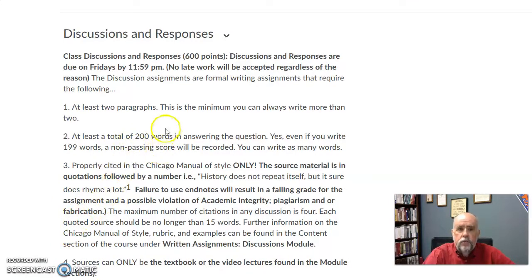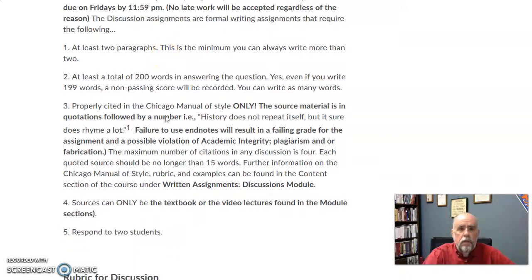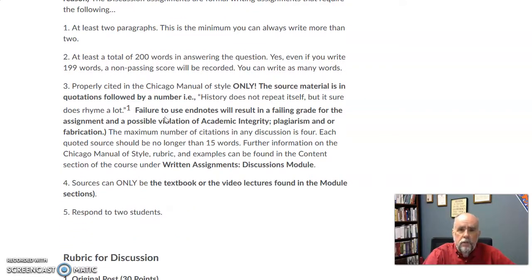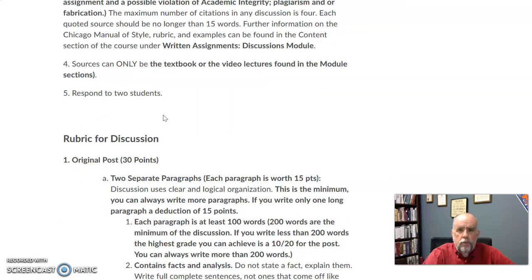Make sure it's at least 2 paragraphs. That's the minimum you can write. You can always write more than 2. At least 200 words in the question. Yes, even if you write 199 words, I'm sorry, you won't get a passing grade. And it's properly cited in the Chicago Manual of Style only. The only sources you can use are the textbook and the video lectures.